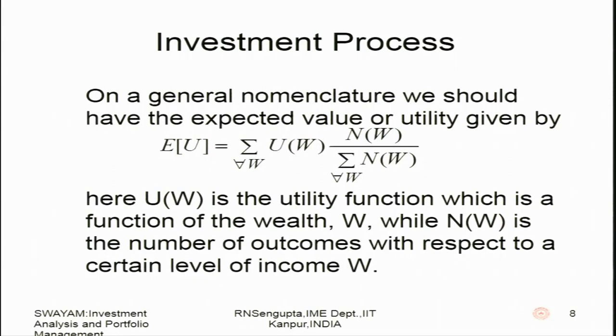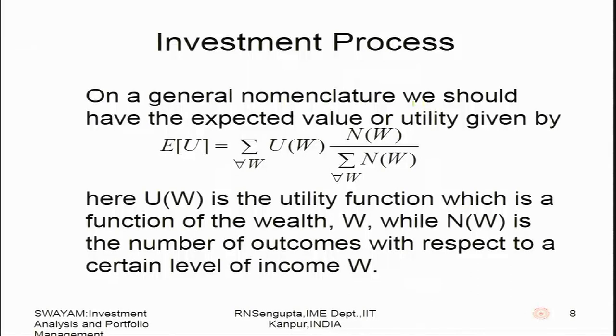Now, in general, if you remember, in the last few minutes of the last class we were discussing that you could rank the decision based on the expected value, or based on the variance. You could rank it based on the ratio of expected value to variance, or the ratio of variance to expected value. So, in general, we will follow this nomenclature when considering the ranking system. The expected value of the utility would be the summation of U(W), which is the realized value of the utility based on the value of W, the wealth, multiplied by the corresponding probability.